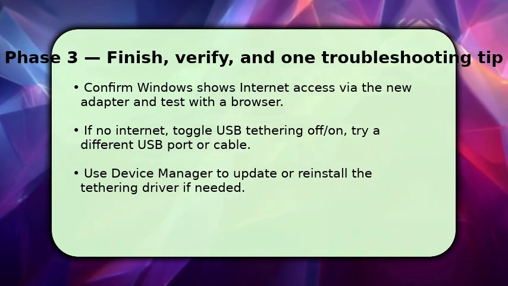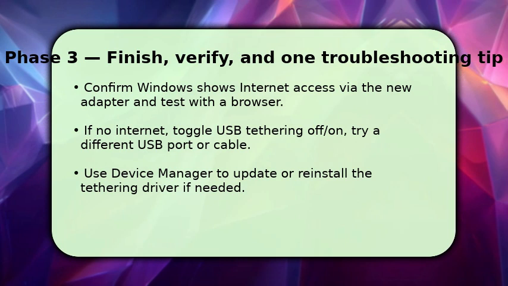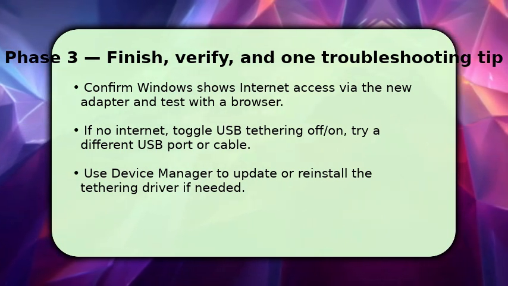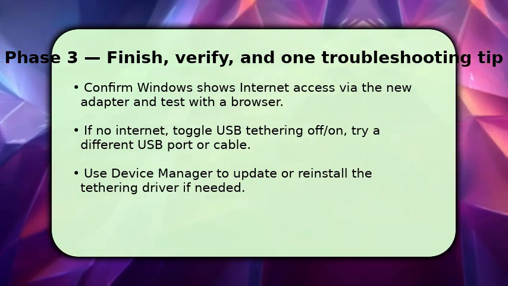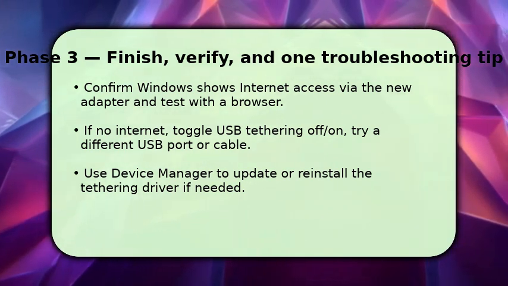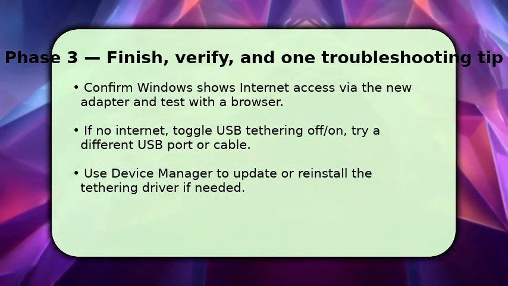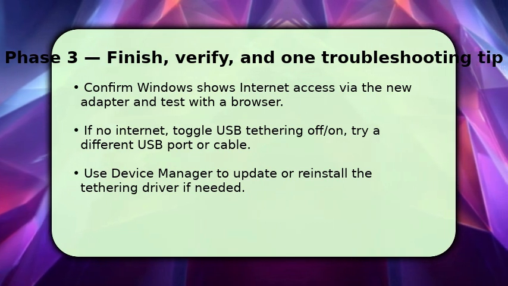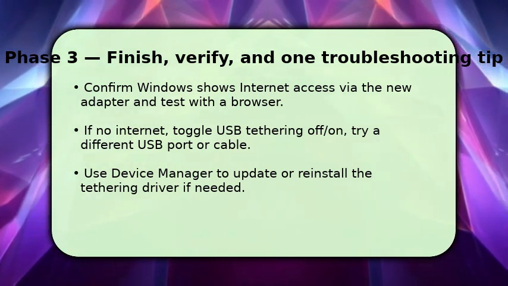If problems persist, open Device Manager on Windows, find the tethering network adapter, and update or reinstall its driver. This often fixes recognition issues. One key troubleshooting tip: enable USB debugging only if instructed by your device maker, otherwise stick to standard tethering.